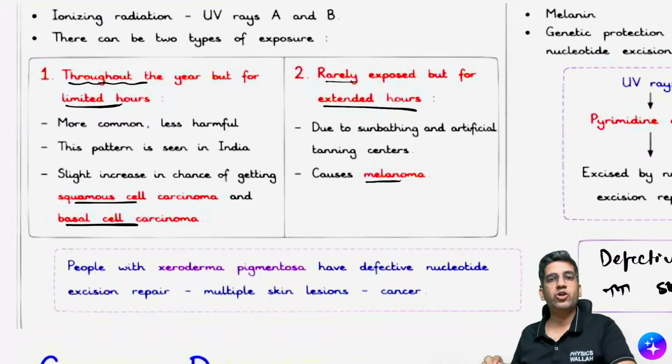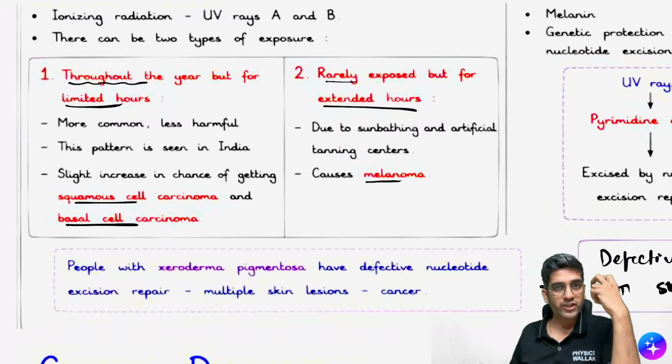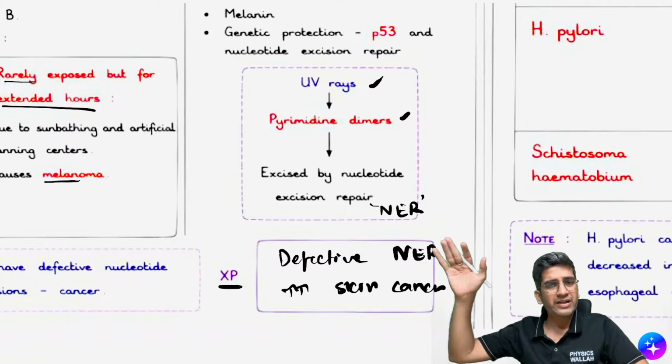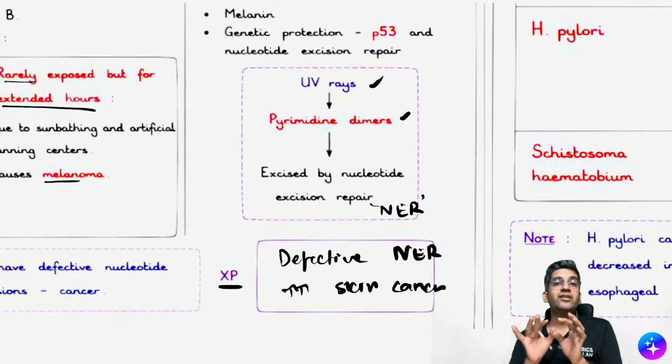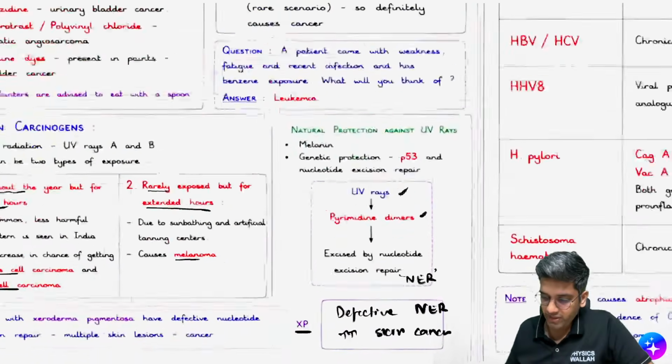That's why the incidence of melanoma in India is a little less compared to others. Fine, okay? There are two types of exposure and the pathogenesis is the same: UV rays, pyrimidine dimers, and my body has more than what P53 can take care of, so it ends up in cancer. That's all, right? That's radiation carcinogenesis.